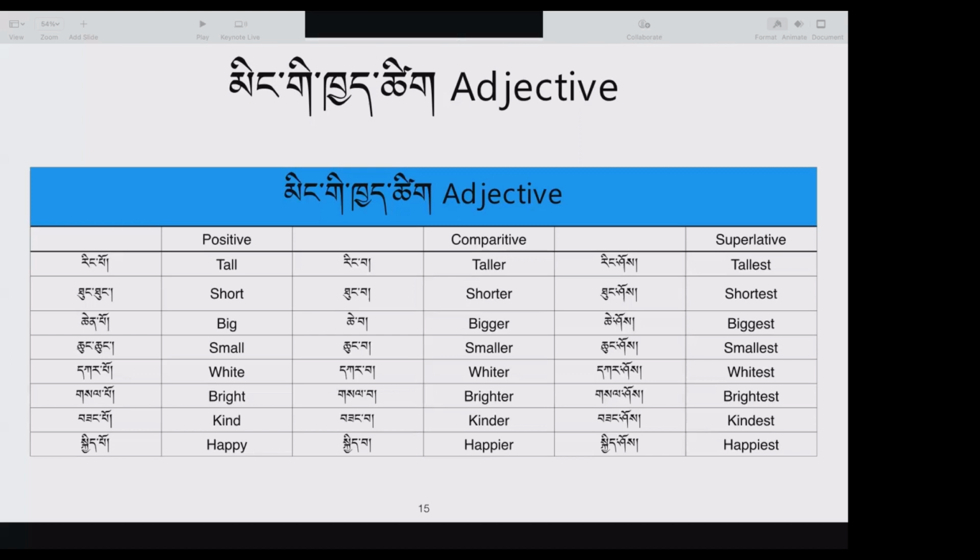Garpo, white. Garwa, whiter. Karshu, whitest. Silpo, bright. Silwa, brighter. Silshu, brightest. Sangpo, kind. Sangwa, kinder. Sangshu, kindest. Gibo, happy. Giwa, happier. Gishu, happiest. So you see that this is the positive, comparative, and the superlative of these different adjectives.